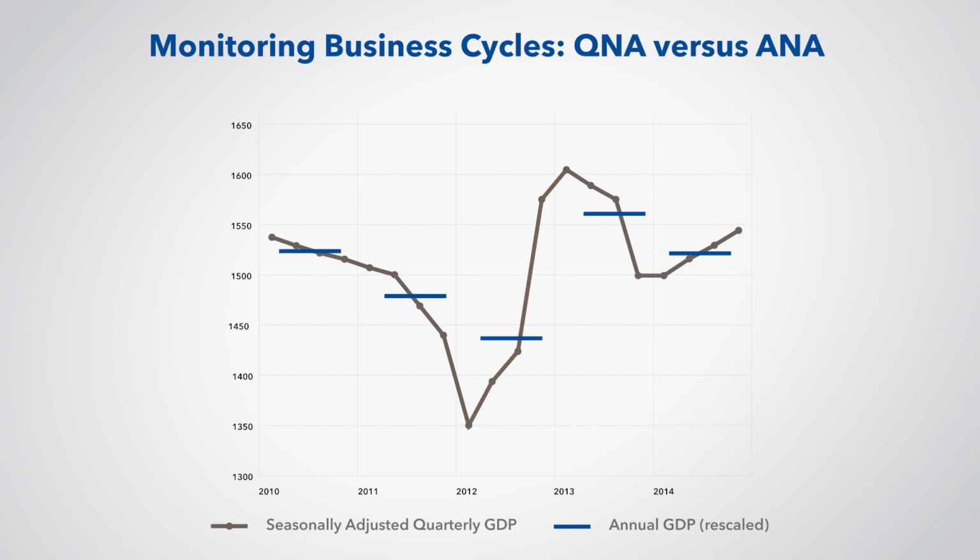The first indication of that upturn doesn't appear in the annual data until the data for 2013 are published, by which time the QNA data show the economy has already gone through a second downturn. Clearly, the ANA data are not frequent or timely enough to provide practical guidance about business cycles to economic policymakers.